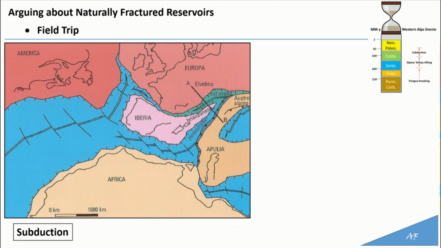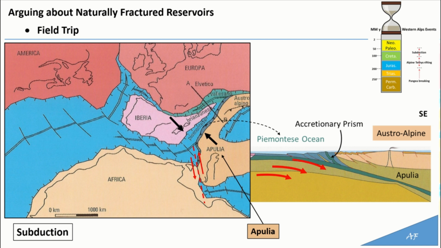In the meantime, the Apulian plate started moving northwestward faster than Africa, and the Piemontese Ocean in between, the Iberian plate moving southward and the Apulian plate moving northward, started the subduction below the Apulian plate that had become an active margin.